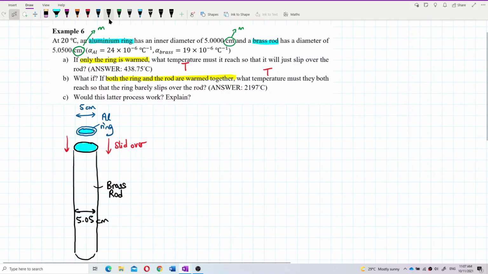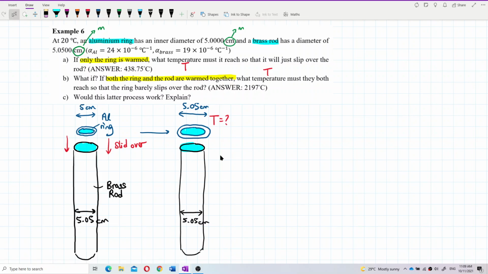That means we want the aluminum ring to expand by heating it up. We heat up the ring so that it expands from 5 centimeter diameter to 5.05 centimeter. Then it can pass through the rod. So what we have to do is find the increase in the diameter. So we use the formula.